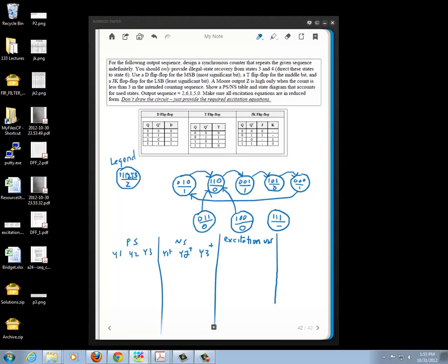And the excitation variables, it said in the description that a D flip-flop is used for the most significant bit, so that is y1. So we're going to have a D excitation variable for y1. It says a T flip-flop is for the middle bit, which is y2, so we're going to have a T. And then we're going to have a JK for the least significant bit, so we're going to have a J and a K. And then we have our output Z.